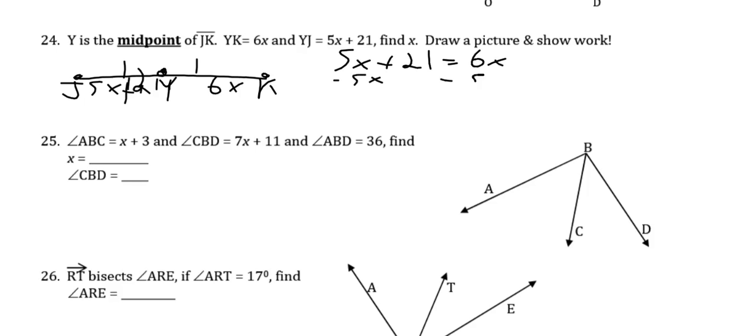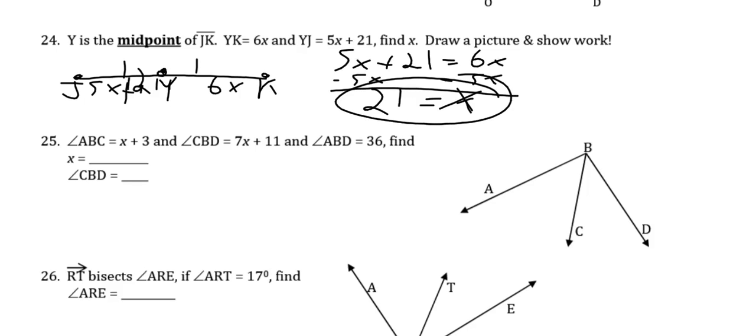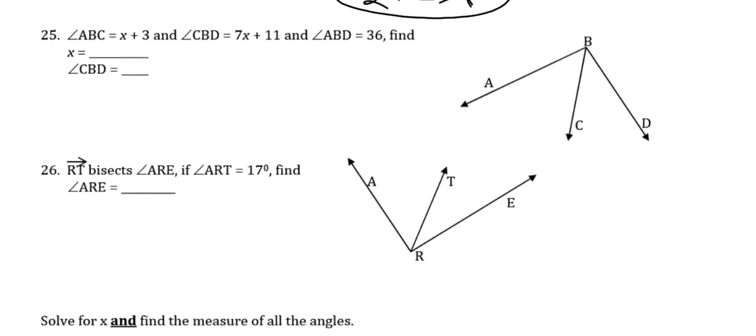Minus 5x from both sides. X is 21. That's my answer. Notice it just asked me to find x. So I'm done. It did not ask me to find the measurements of anything there. If it did, I would just plug it in.